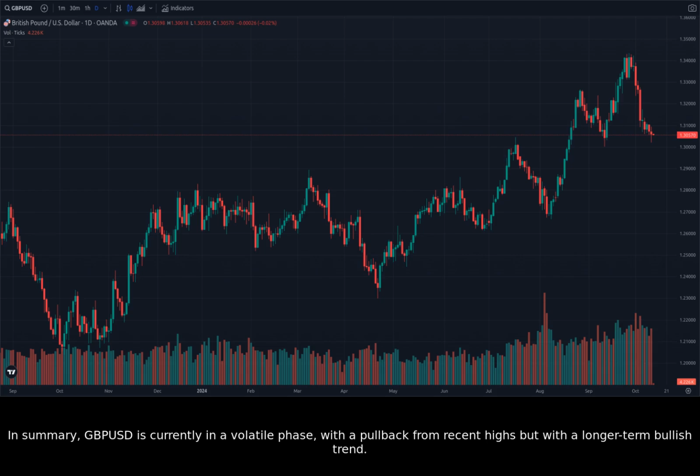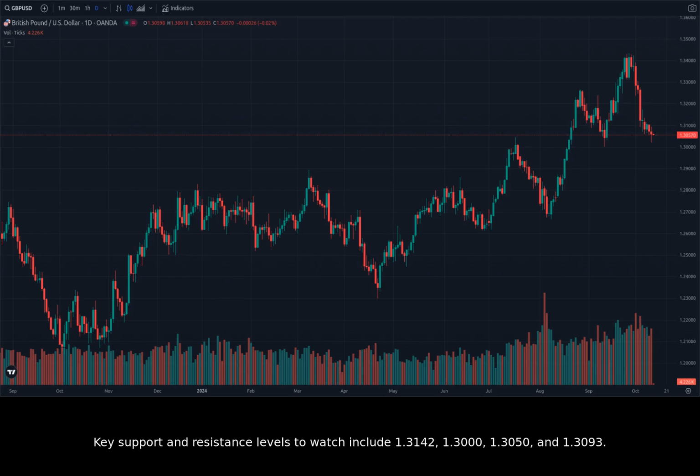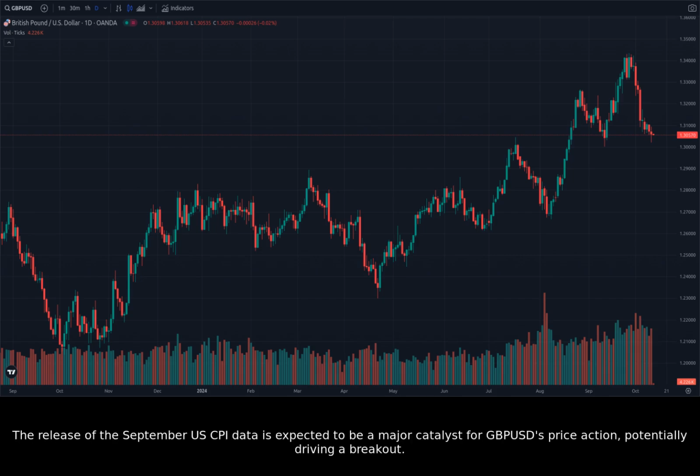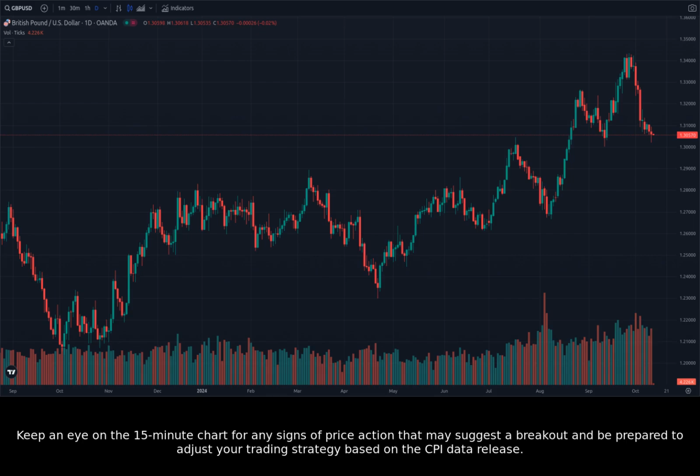In summary, GBPUSD is currently in a volatile phase, with a pullback from recent highs, but with a longer-term bullish trend. Key support and resistance levels to watch include 1.3142, 1.3000, 1.3050, and 1.3093. The release of the September U.S. CPI data is expected to be a major catalyst for GBPUSD's price action, potentially driving a breakout. Keep an eye on the 15-minute chart for any signs of price action that may suggest a breakout, and be prepared to adjust your trading strategy based on the CPI data release.